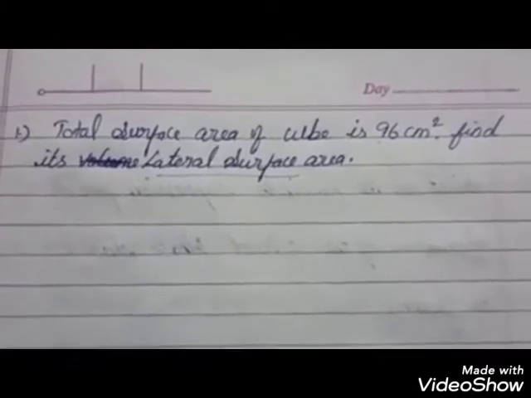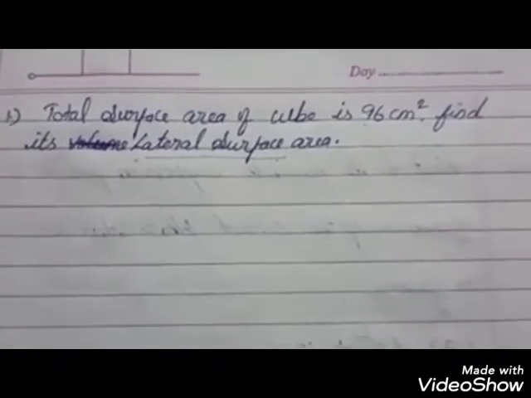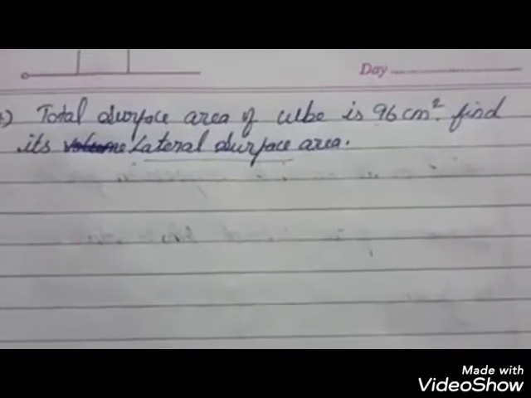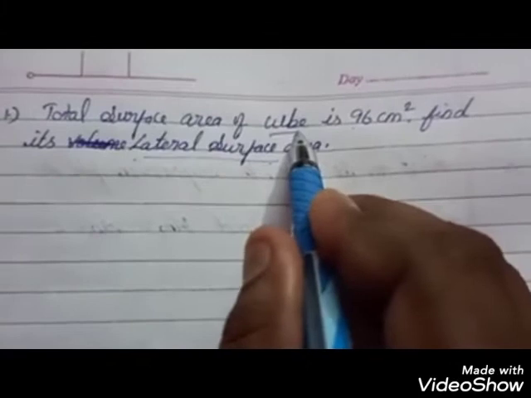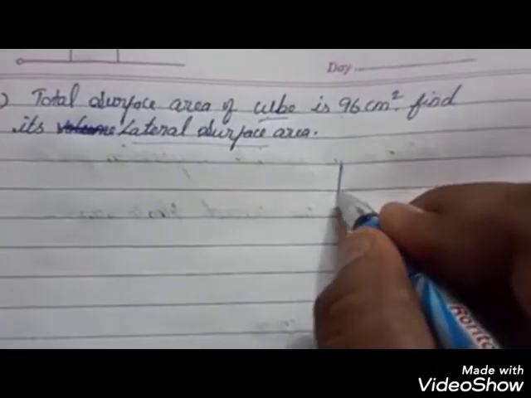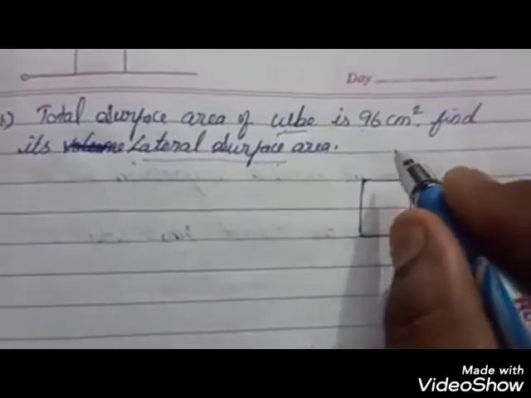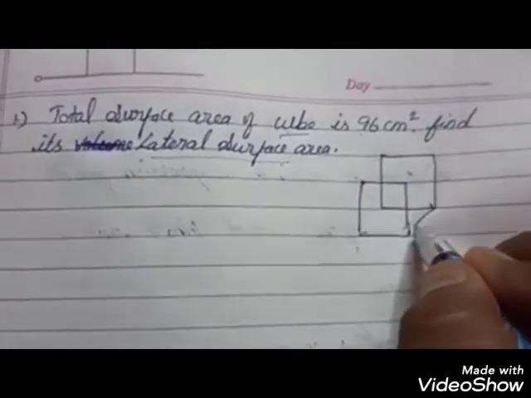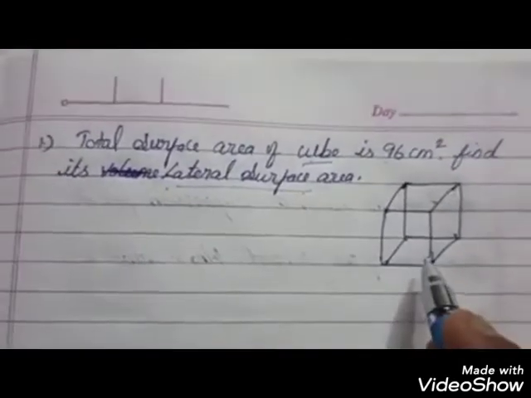You need to read the question very well. The total surface area of a cube is 96 centimeters square. Find its lateral surface area. Next, you need to identify the shape. They have clearly given a cube. So you just draw the cube. The diagram is very important. So I just draw the cube. This is the cube.